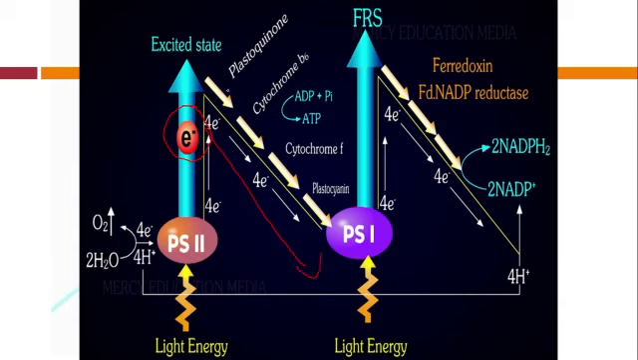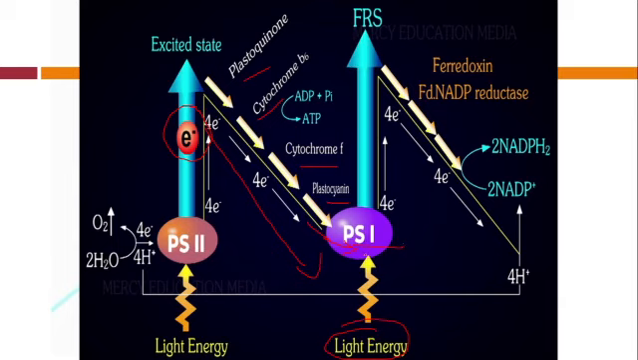This emitted electron is transferred from plastocyanin to cytochrome B6 to cytochrome F to plastocyanin. From the plastocyanin, this electron is received by photosystem first. Photosystem first receives the electron which comes from the plastocyanin, as well as the light energy, because the reaction center of photosystem first is P700.